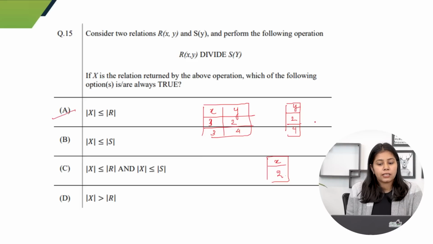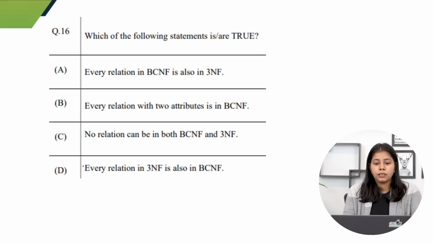So that means option A is correct, B is also correct, and C is also correct, right? So A, B, C, 3 options are correct here. D is incorrect because I can see from this example. So that's why here A, B, C are correct. Okay, so now let's see the next question.